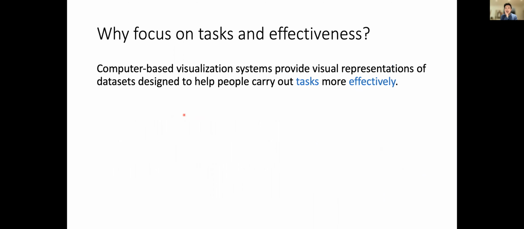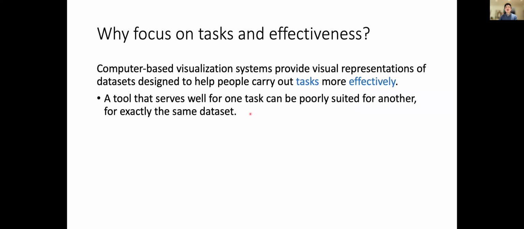Okay, and then the next thing, again still from the definition, is to focus on the effectiveness. The effectiveness will depend on the task. So one visualization which is very good for one task can be quite bad or much less effective for a different task. For example, for some tasks you just want to get an overview of the entire data set, and in other cases you want to look at the details about specific things. Then you probably would have completely different visualizations for these.